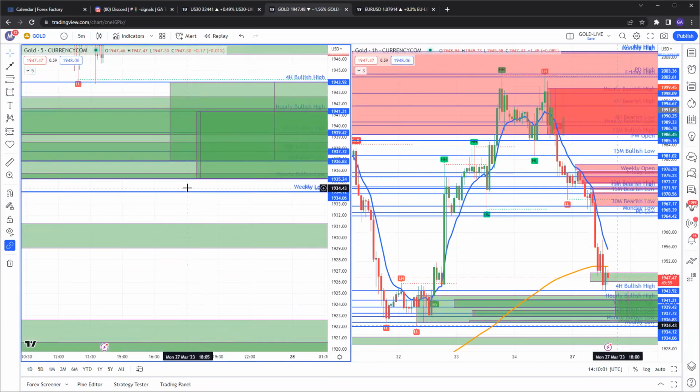So for me, when gold comes here, the highest area is 1943.96. The lowest area is 1935. So this is only an 80 pip zone. Yeah, 80 pip zone. So that's actually good for gold trading.